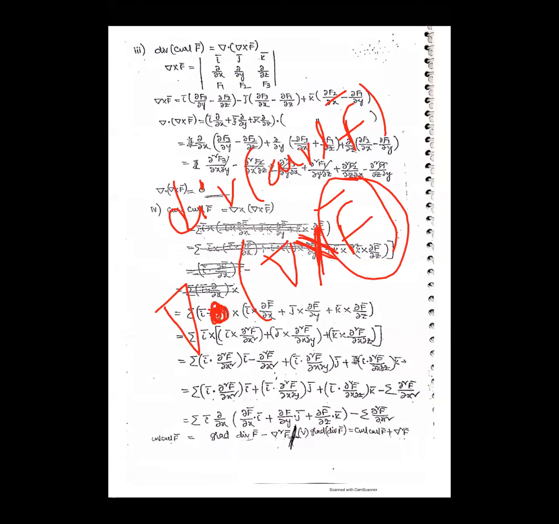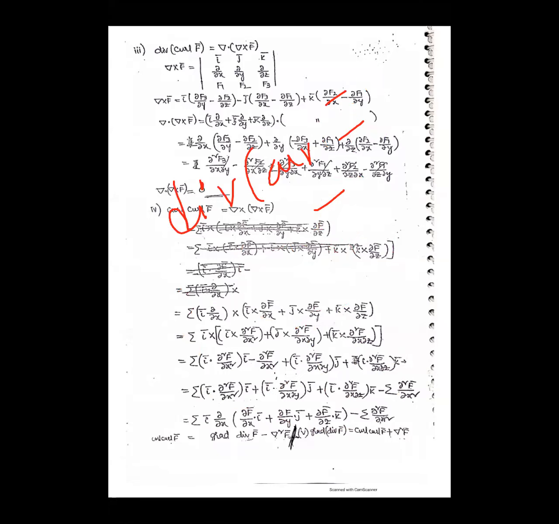So we write the symbolic condition del dot del cross F. First we find del cross F, and after getting the answer we apply del dot. So let us take del cross F. Symbolically, the formula for del cross F is the determinant of i j k, del by del x, del by del y, del by del z, f1 f2 f3.